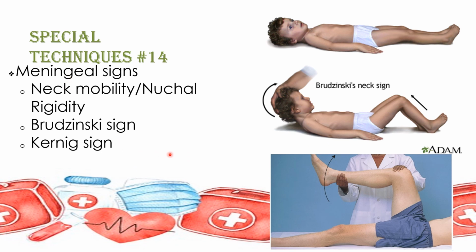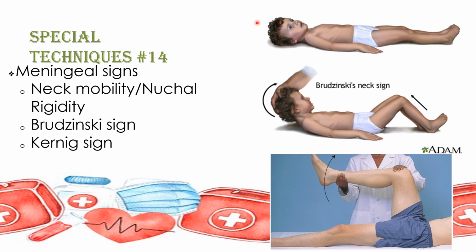Okay. So now let's move on to another special technique to check for meningeal signs. This test is important whenever you suspect meningeal inflammation from meningitis or subarachnoid hemorrhage. So, check for the following: neck mobility or nuchal rigidity, Brudzinski sign, and Kernig sign.